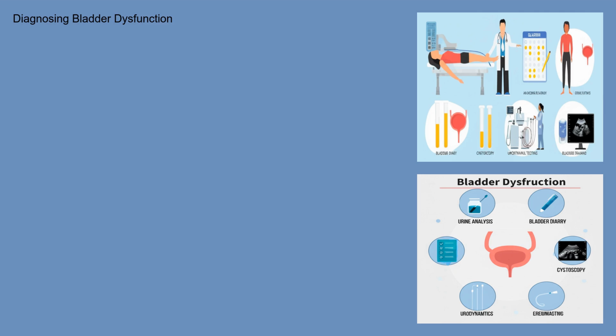Diagnosing bladder dysfunction typically involves a thorough medical history and physical examination. Urine tests are performed to rule out infection or other abnormalities. Bladder diaries, where you record your fluid intake and urination patterns, can provide valuable insights. Urodynamic testing is a group of tests that measure bladder pressure, flow rates, and muscle activity during urination. Cystoscopy, a procedure where a small camera is inserted into the bladder, allows for direct visualization of the bladder lining. Imaging studies, such as ultrasound or CT scans, may be used to identify structural abnormalities.